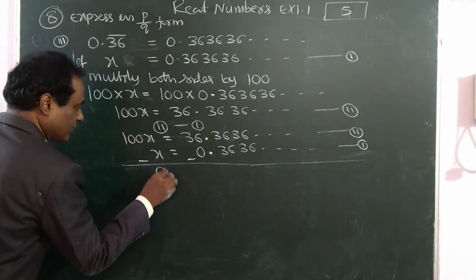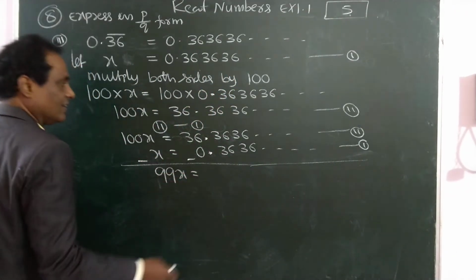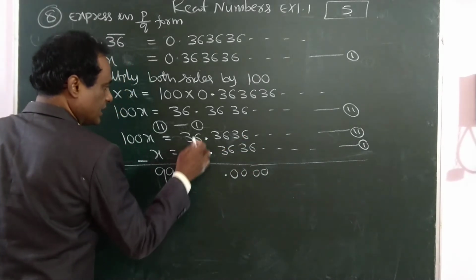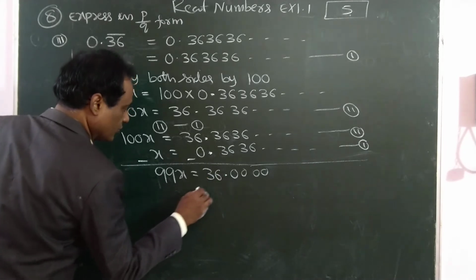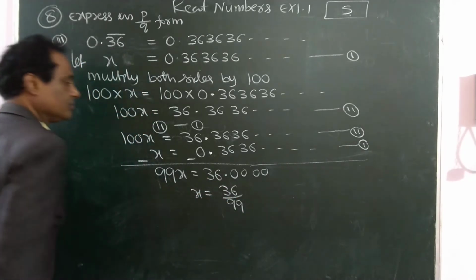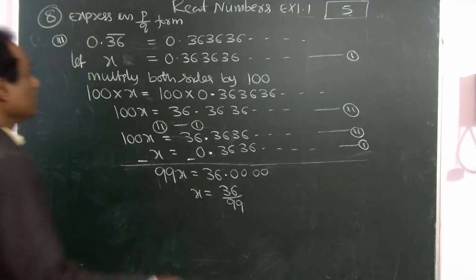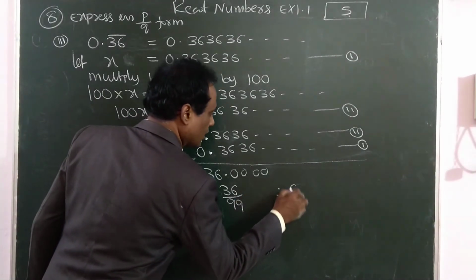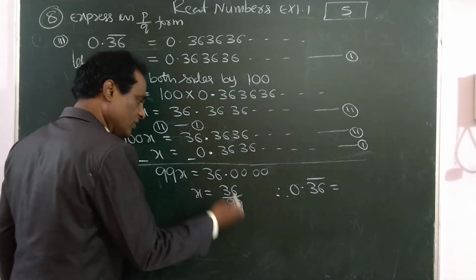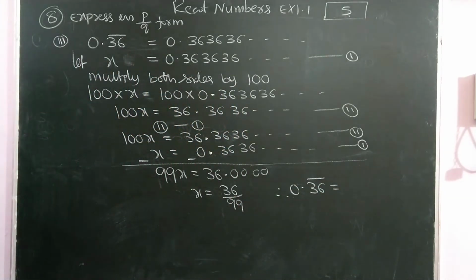100x minus x is 99x. Decimal: 36 minus 0 is 36. So x is equal to 36 by 99. That means the given problem, 0.36 bar, written in the p by q form is 36 by 99. We can cancel with the 9 table.